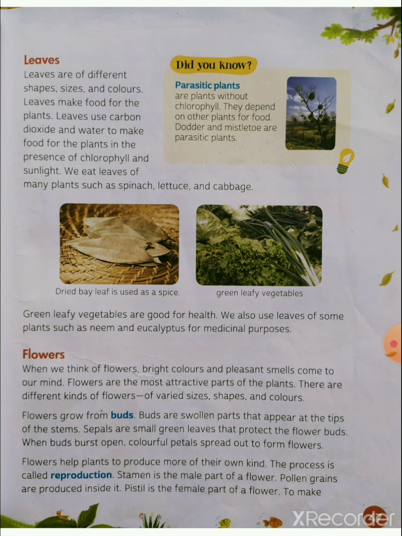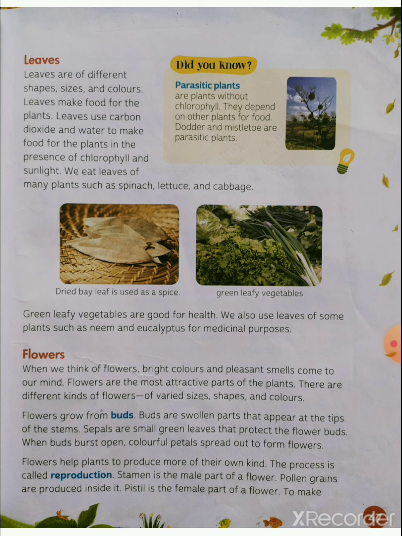Now let's come to the other important part, which is the flowers. Flowers grow from the buds. Buds are swollen parts that grow at the tip of the stem. Small green, leaf-like parts called sepals protect the flower at the bud stage. The importance of a flower is that it helps the plant in reproduction, that is, producing more plants of their own kind.